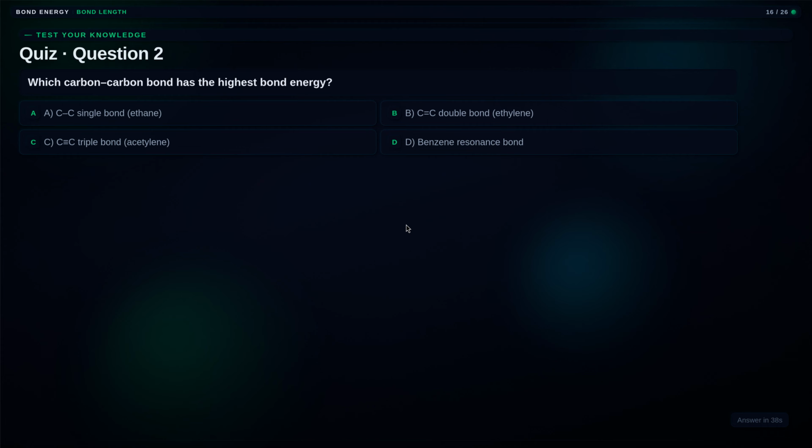Next question. Which carbon-carbon bond has the highest bond energy? Option A, carbon-carbon single bond in ethane. Option B, carbon-carbon double bond in ethylene. Option C, carbon-carbon triple bond in acetylene. Option D, the benzene resonance bond. Consider what you know about bond order.